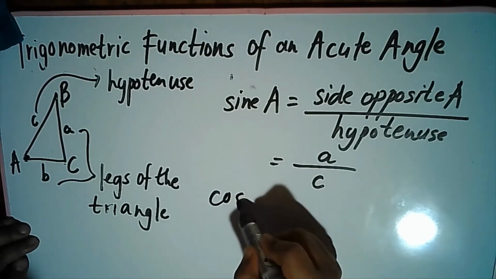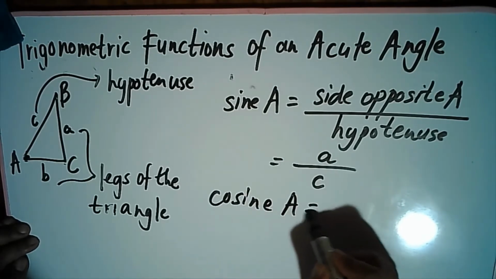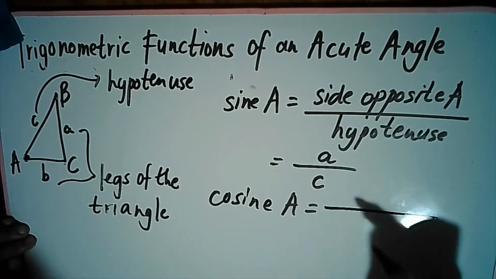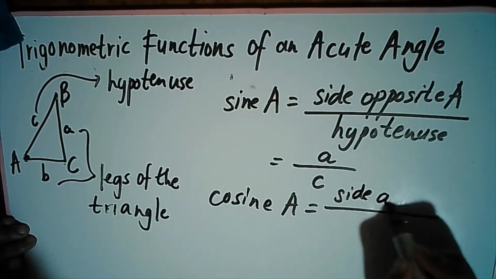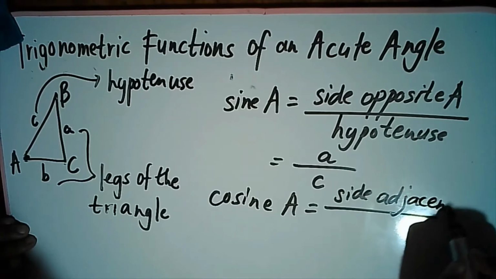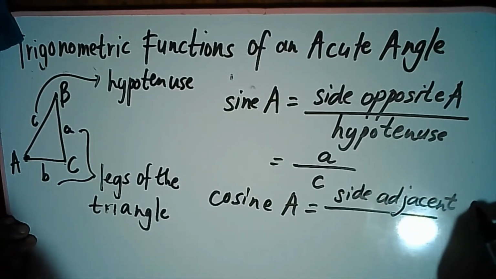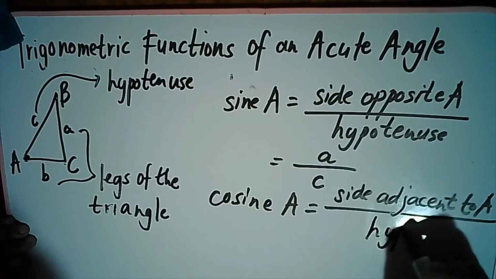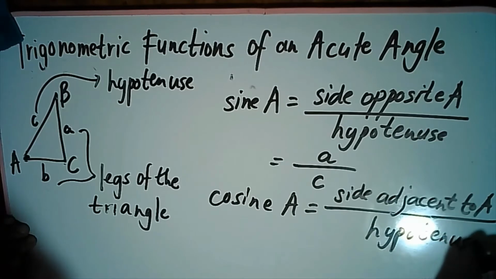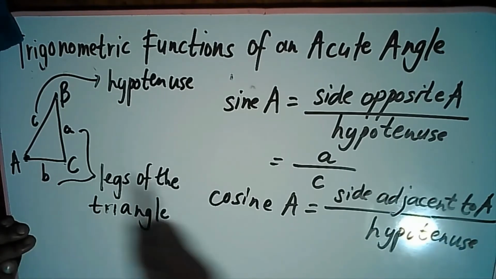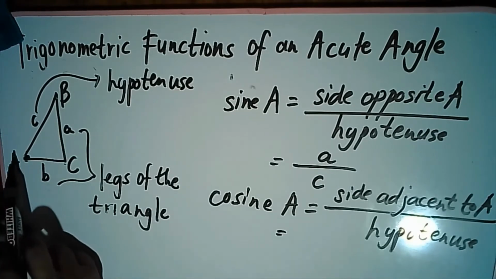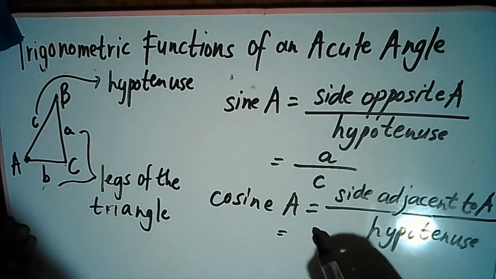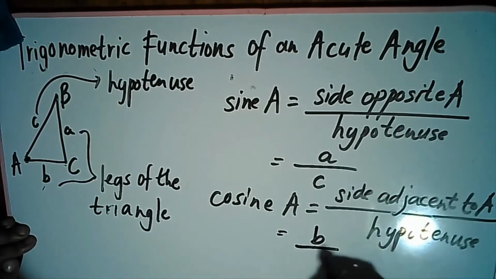The cosine of the angle A is equal to the side adjacent to A over the hypotenuse. So if we look at the right triangle, the side adjacent to A is b, and the hypotenuse is c.